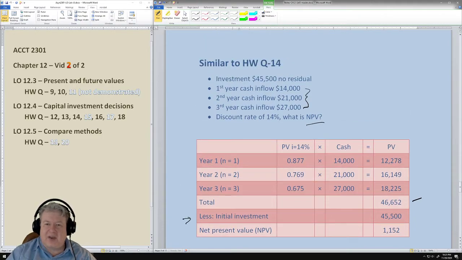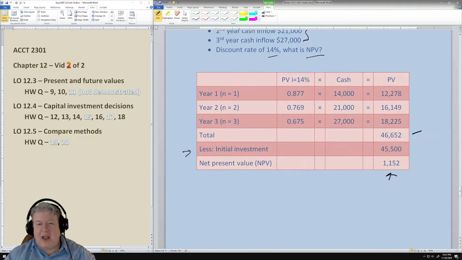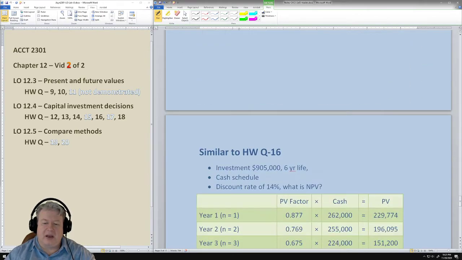So less the initial investment, that was 45,500, and we have a net present value of, well, you would say, oh, we're barely breaking even. That's not quite the right way to interpret this. We're making 14%. We're making 1,152 over the 14%. So we're actually doing quite well. In other words, we're beating the 14% rate by this amount of money. So in this case, we would be interested in doing this.